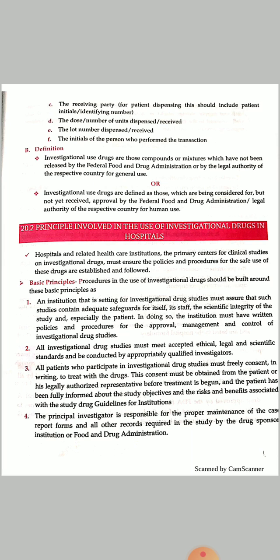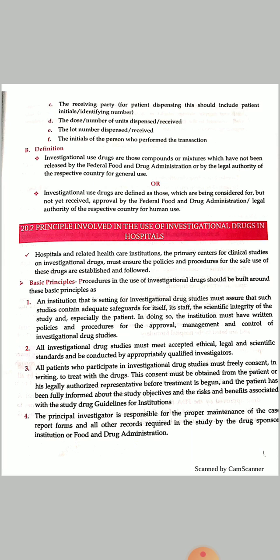All the investigational drug studies must meet accepted ethical, legal, and scientific standards and be conducted by appropriately qualified investigators. All the patients who participate in investigational drug studies must freely consent in writing to treatment with the drugs. This consent must be obtained from the patient or his legally authorized representative before treatment is begun, and the patient has been fully informed about the study objectives and the risks and benefits associated with the study by the guidelines for the institutions.